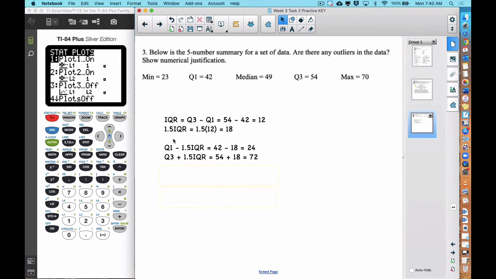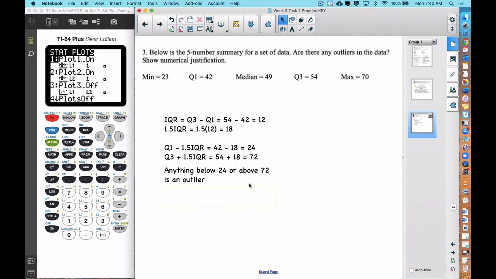Then Q1 minus 1.5 IQR. Again, you could do 42 minus 1.5 times 12 if you want and show that all in one step. Then Q3 plus 1.5 IQR. So this altogether is 4 points on the test. Anything below 24 or above 72 is an outlier. Now here's where it's different.